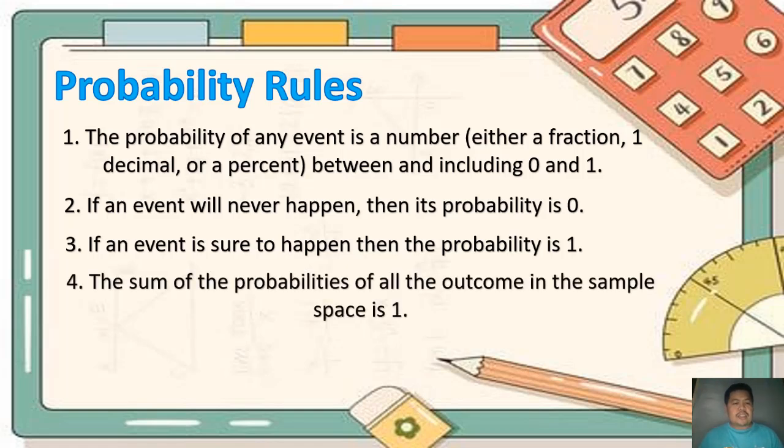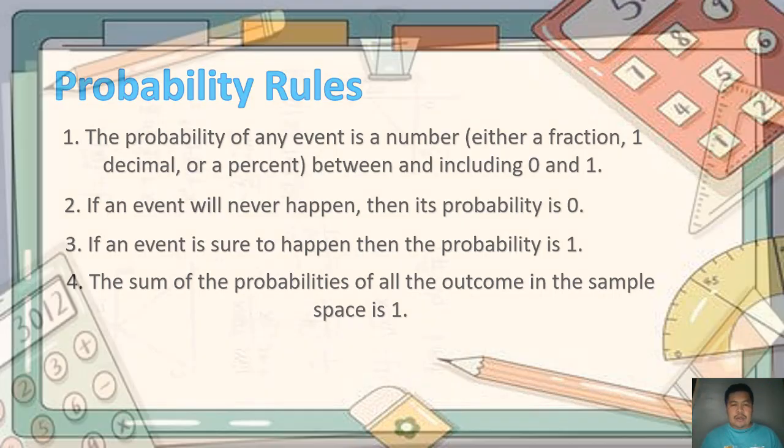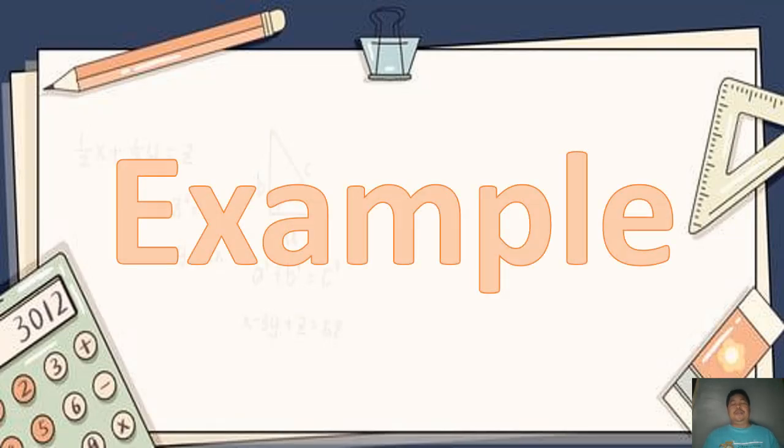And the fourth one is the sum of the probabilities of all outcomes in the sample space is 1. So, pag pinag-add-add po lahat ng gusto mong makuha plus the sample space, siyempre, for example, 13 all over 13, kalalabasan nun 1. Okay? Now, let's try to have our examples.